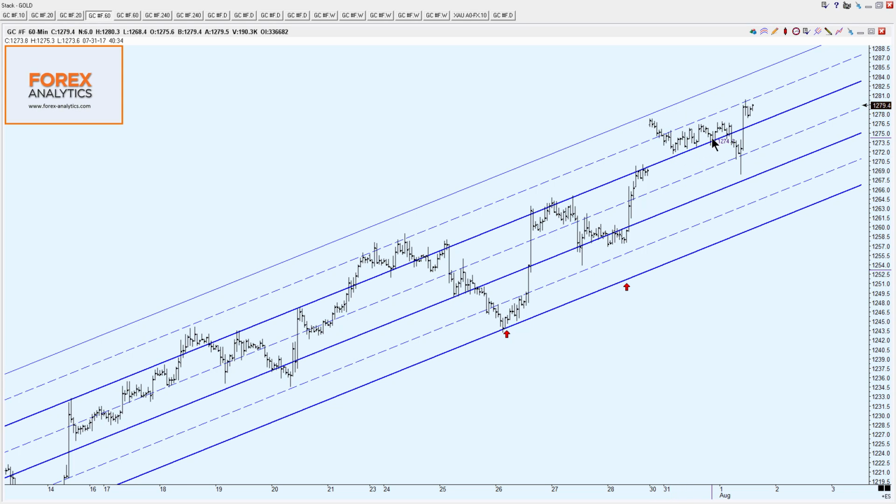Price came back down. Again, I'm not going to go through all the details. When we had a little bit of a dip, where do we dip to? Just above the median line, and then bang, up a little bit higher.